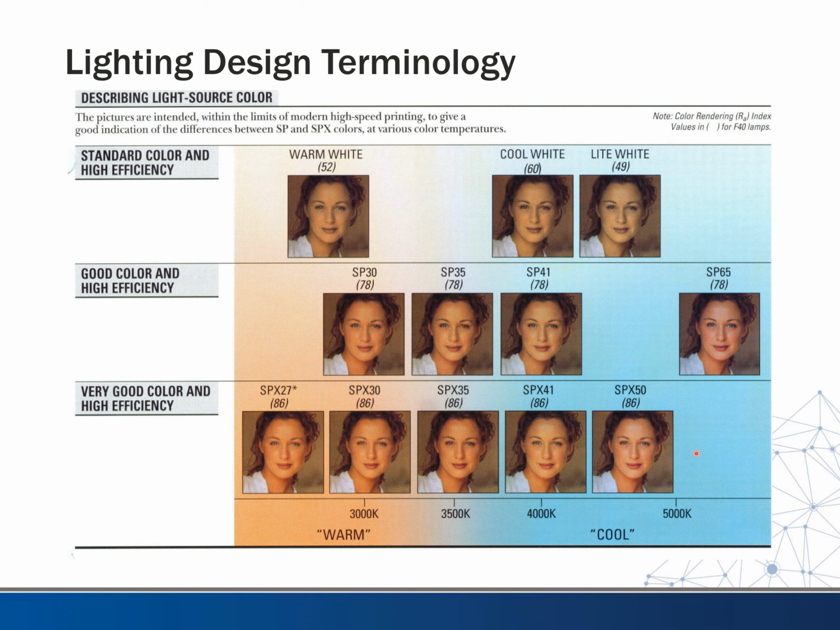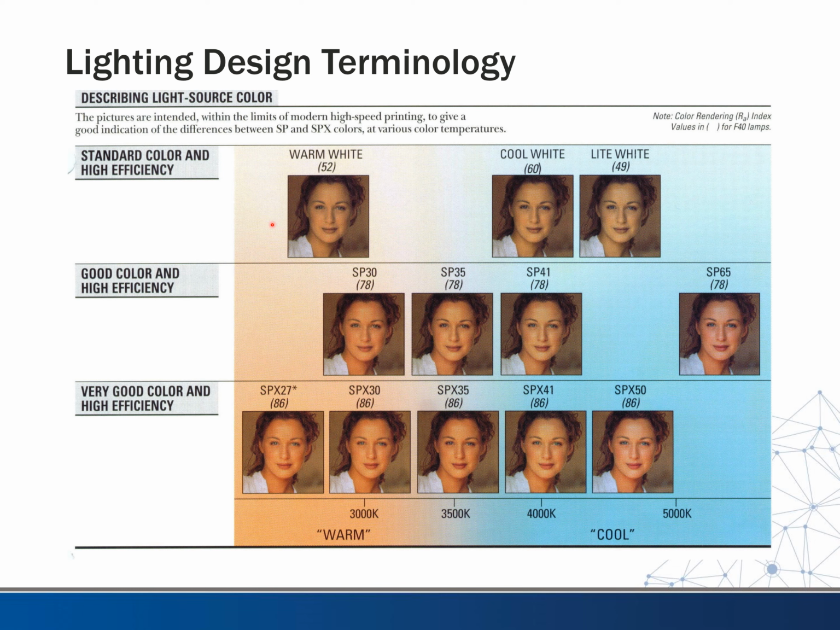Here's a table that was put out by a lighting manufacturer years ago that I thought was pretty descriptive. Here they're showing the difference in their different types of bulbs. They had a standard bulb, a good color bulb, and then a very good color bulb. That way they rated them. They were SP or SPX, I believe.